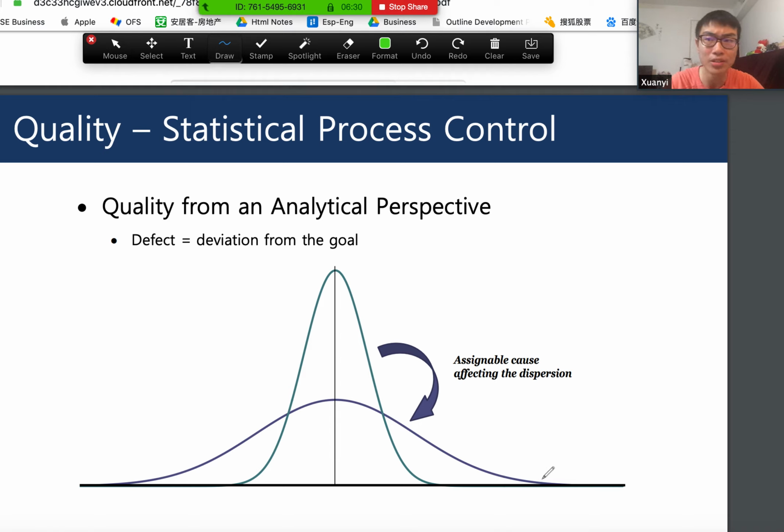That means, for example, if I'm producing a CPU and my target speed is 3.5 GHz, maybe some are relatively too slow CPUs, and some are CPUs with too high a speed. So definitely those extreme values on the side are basically considered outliers. So this is from an analytical perspective.